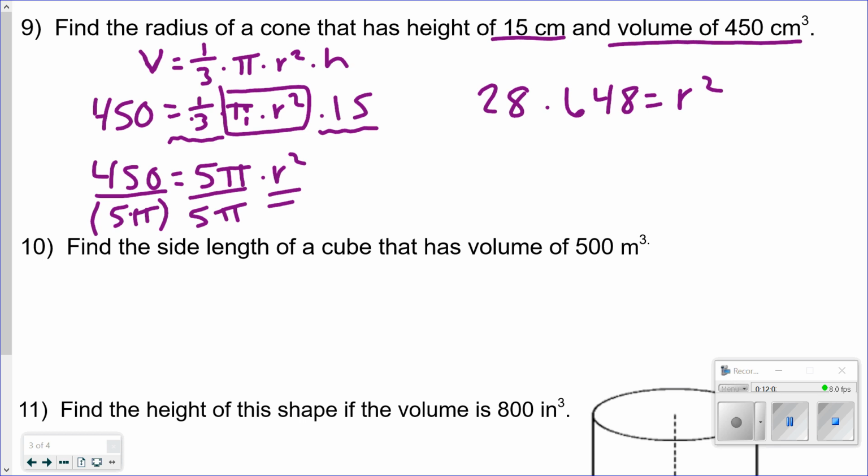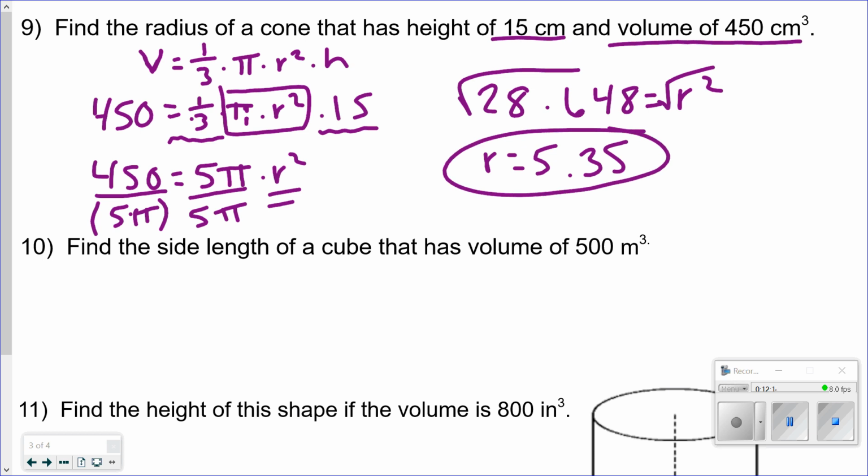All right, well, we don't care about r squared, we care about r, so I need to square root each side, and when you do so, you get that r is equal to 5.35, and that's your answer.